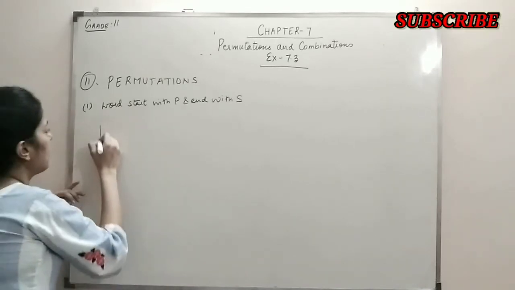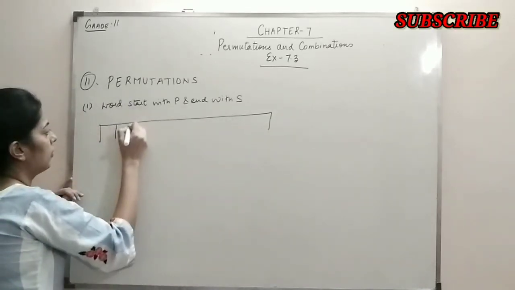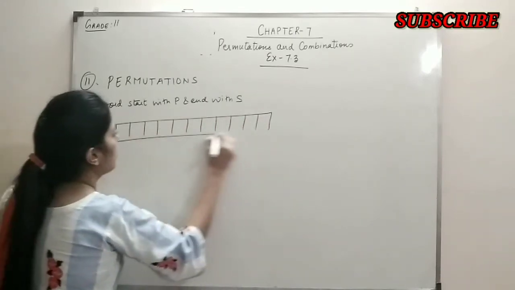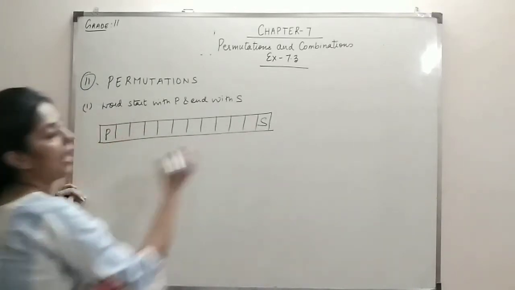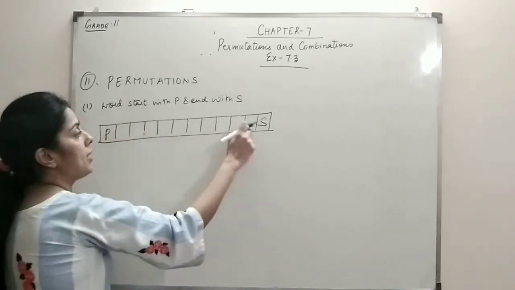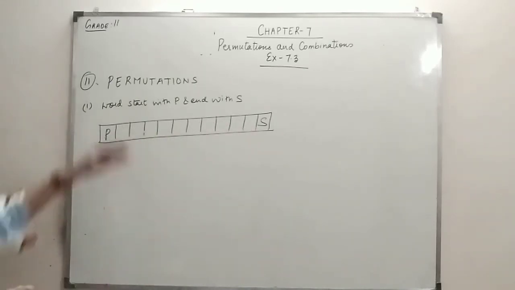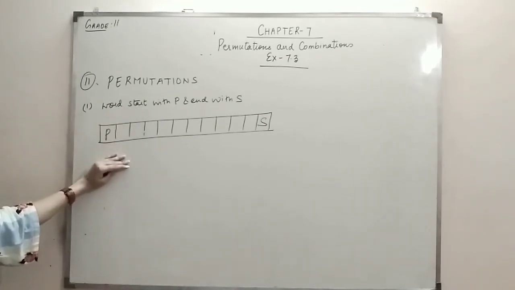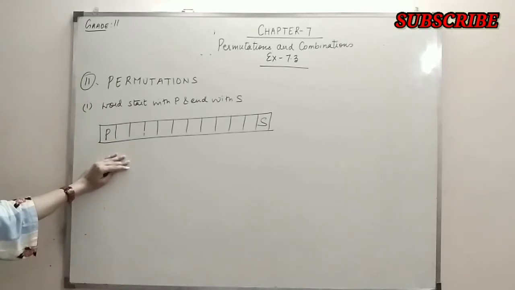Out of 12 places, start with P and end with S. This is fixed. It means the remaining 10 places can be filled by the remaining 10 letters. The remaining 10 vacant places can be filled by the remaining 10 letters, out of which T is repeating here.